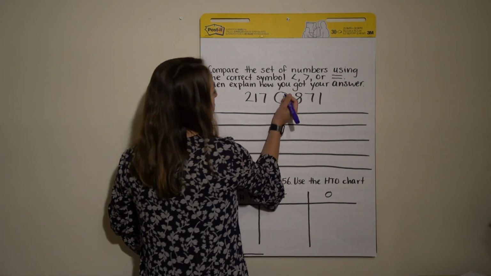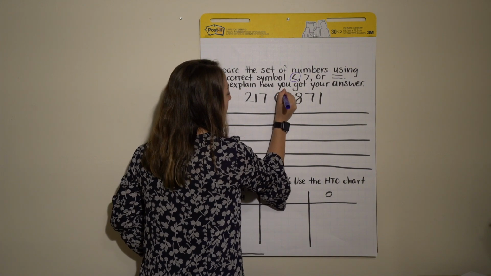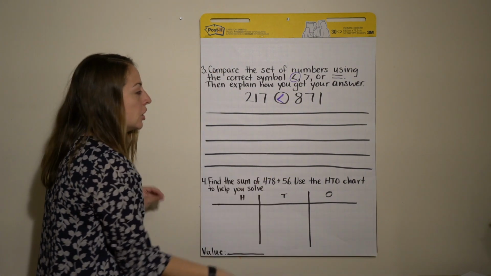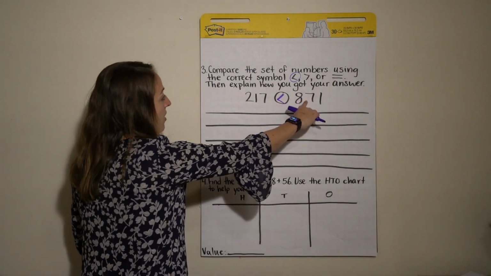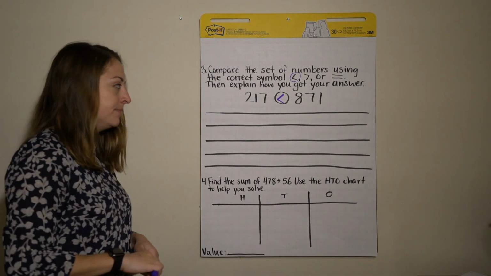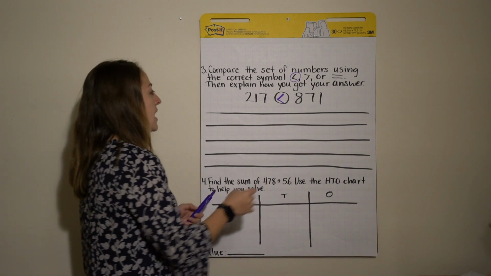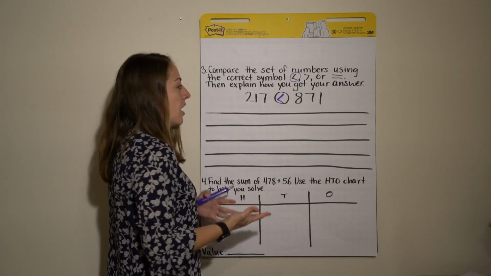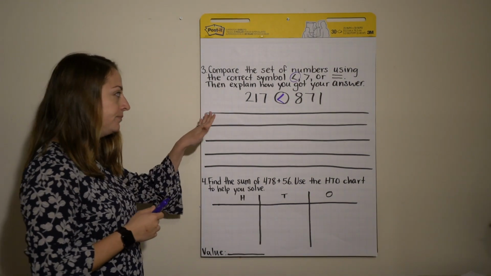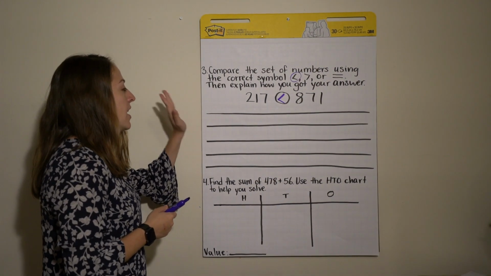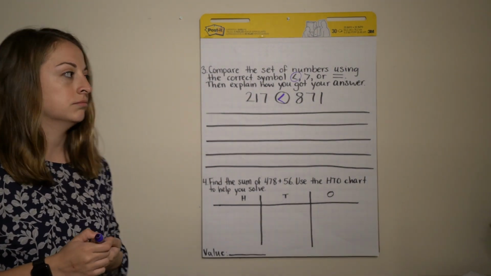So hopefully you drew this symbol. Remember, the alligator mouth is eating the bigger number. So 217 is less than 871. Now we have to explain why. How do you know that 871 is bigger? How do we know that? I want you to take a second to think about what you're going to write. And then I'm going to write my explanation here, and I want you to copy that answer.